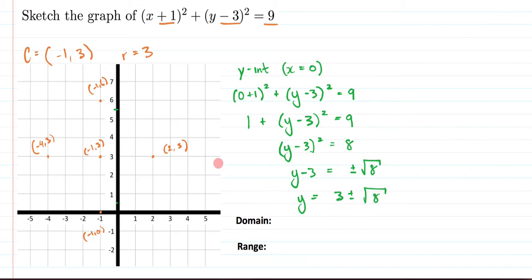I'm going to get this. So that tells me that my more positive one will be this. And my more negative one, let me write it here: 0, 3 minus the square root of 8 is that. So notice that I have 2 y-intercepts, and that is proven correct by my drawing.